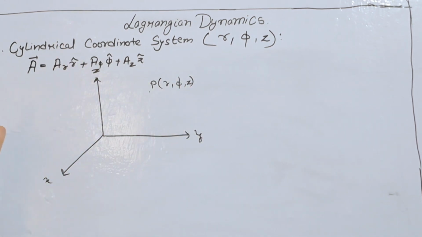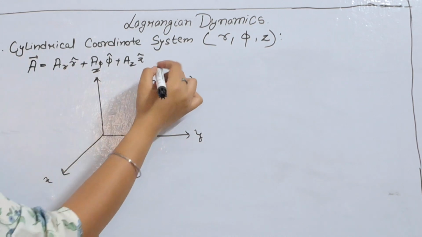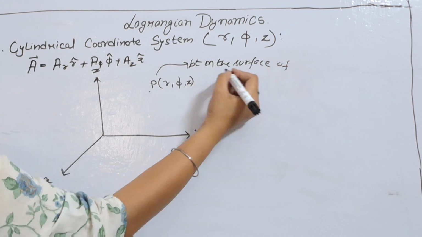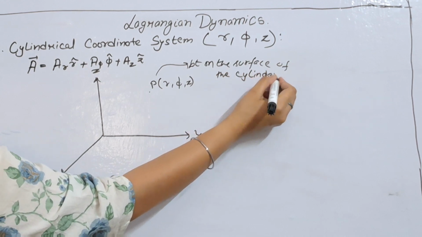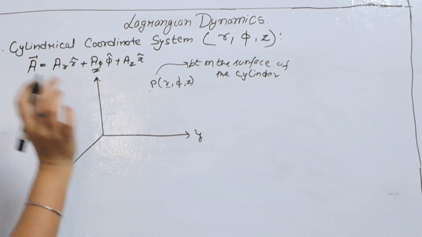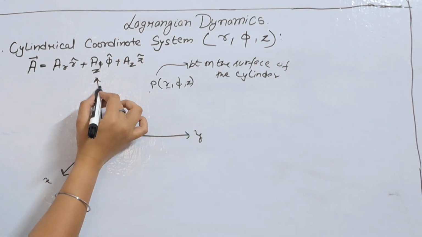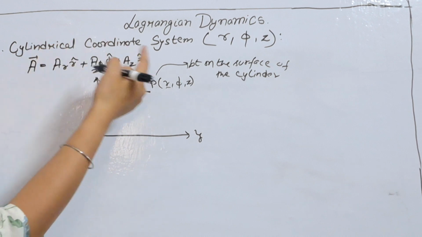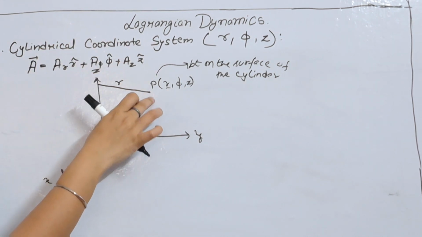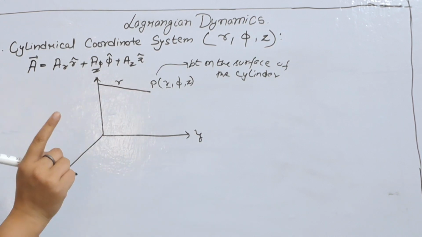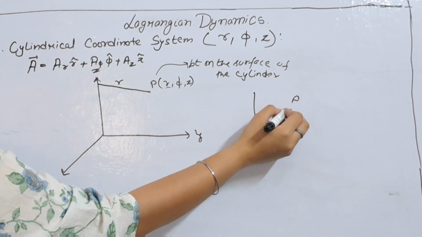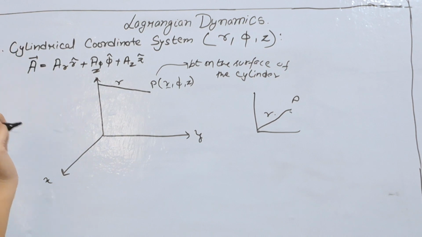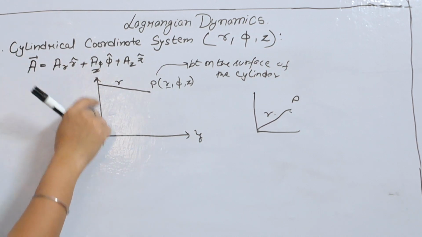Now here, since P is a point on the surface of the cylinder, this r is the radius of the cylinder. We will not draw this r from the origin, but it will be the distance of point P from the z-axis. In the cylindrical coordinate system, this r is the distance of point P from the z-axis, which is different from the spherical coordinate system, where the distance of point P from the origin was r, that is the radius of the sphere. Here it is the radius of the cylinder and it is the distance from the z-axis.